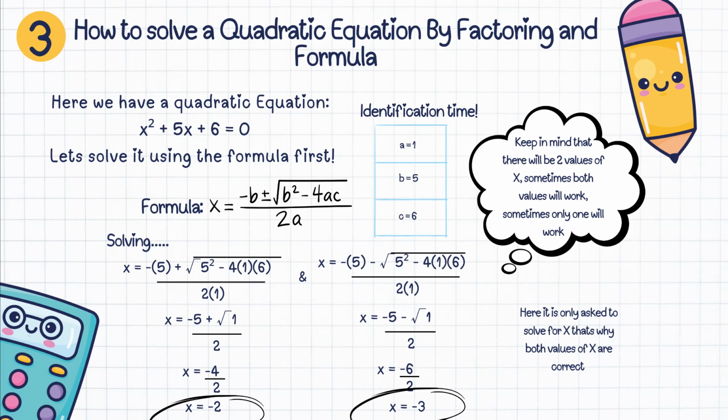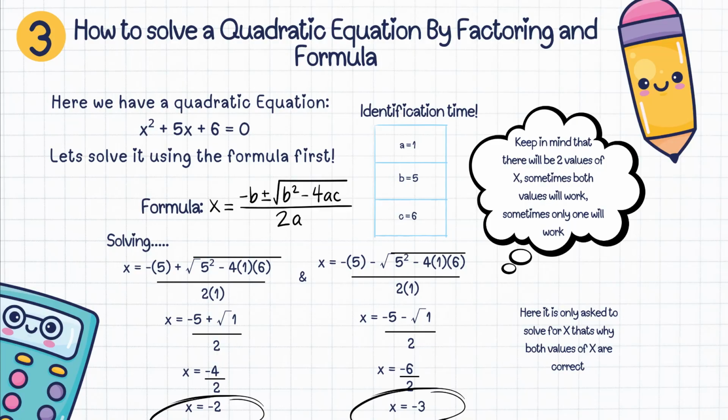Okay, so we're going to make two equations now. So x equals negative 5 plus square root of 5 squared minus 4 times 1 times 6, and x equals negative 5 minus square root of 5 squared minus 4 times 1 times 6, all over 2 times 1. So we're going to get x equals negative 5 plus square root of 1, and x equals negative 5 minus square root of 1, divided by 2. So x will equal negative 4 over 2, and x will equal negative 6 over 2. So x will just be negative 2 and negative 3.